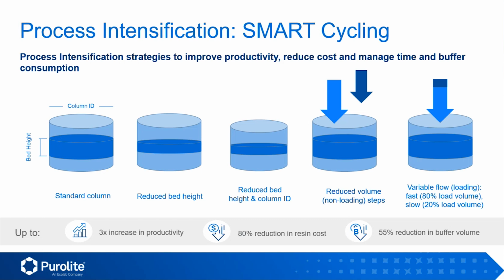So in terms of process intensification with packed bed chromatography columns, there's a range of strategies that can be implemented. And this is something that we built around the jetted beads, and we sort of term smart cycling. So we can have the standard column size, we can have a reduced bed height and internal diameter of the column, reduced column volume, particularly for non-loading steps, as well as variable flow rates. Taken together, a lot of these can lead to 3x increases in productivity, an 80% reduction in resin cost, as well as a 55% reduction in buffer volume. And I'll be talking about some of these examples going forwards.